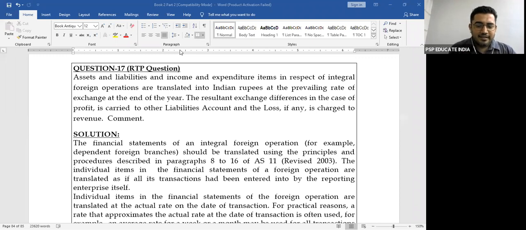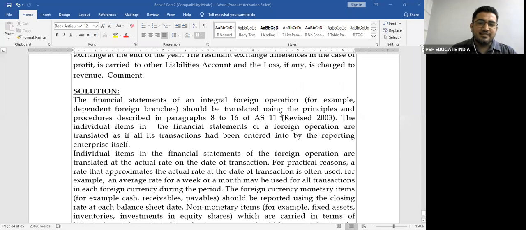Second, AS-11 is very clear. Exchange gain and loss both will go to the profit and loss account. You cannot have the profit going to the liabilities and loss going to the profit and loss account. So this statement is absolutely incorrect. Right? Let's quickly have a look at the solution. It says the financial statements of integral foreign operations, for example, dependent foreign branches, should be translated using the principles and procedures described in para 8 of AS-16.